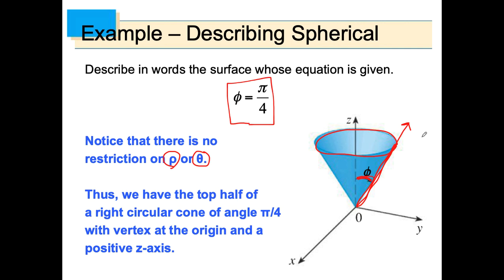If I wanted to represent the bottom half, let's say I wanted the same exact cone but flipped upside down, then I would have to take this angle pi over 4 and subtract it from pi itself. And that would give me the bottom half.